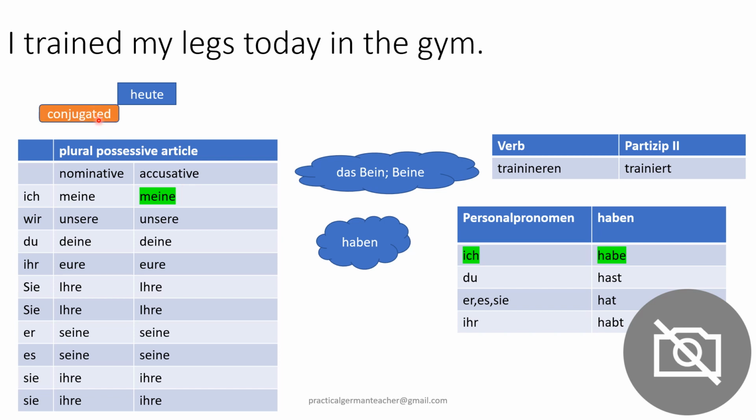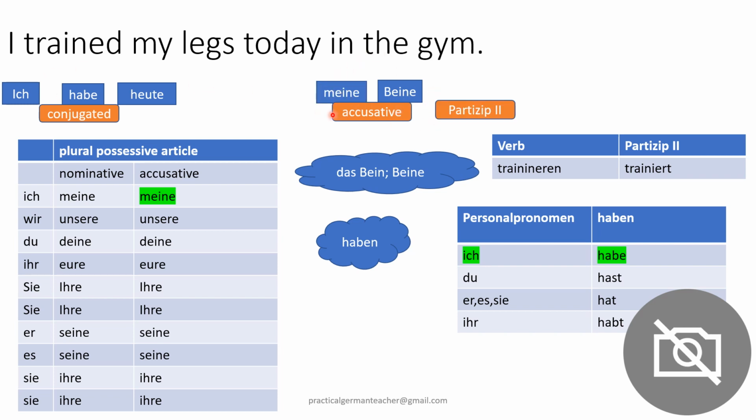So let's start. The very first, second position will be taken by the helping verb, and it will be conjugated with respect to the subject: ich habe heute. Then the object is Beine. The article associated will be in accusative case, so meine. So ich habe heute meine Beine, Partizip 2 of the verb, trainiert, and then you can add more information. Where did you train it? Train your legs. So in fitness studio.